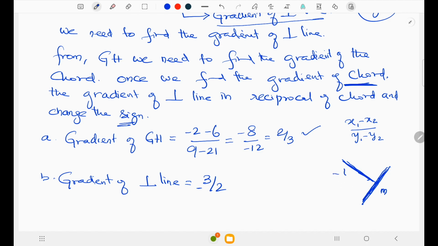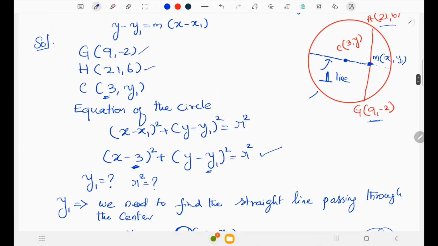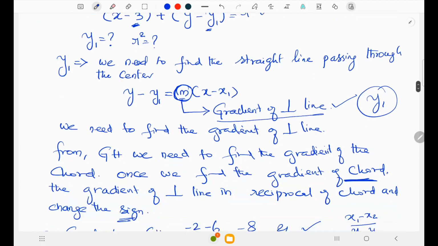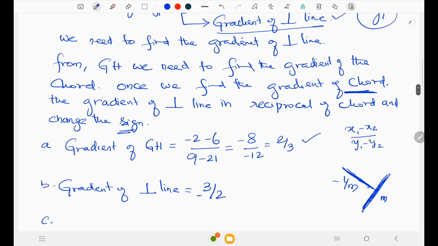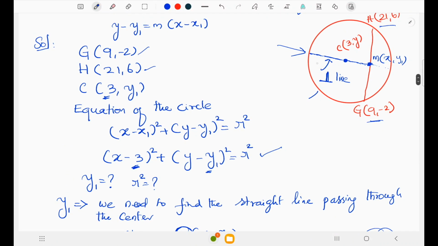That is the rule. Okay, same way here, this is the chord, and one line is passing perpendicular through the center. So the gradient of the chord is 2 by 3 and the gradient of the perpendicular line is minus 1 by m, that is minus 3 by 2. Change the sign. Then we found the gradient of the chord and the gradient of the perpendicular line. Now we need to find the equation of the perpendicular line.